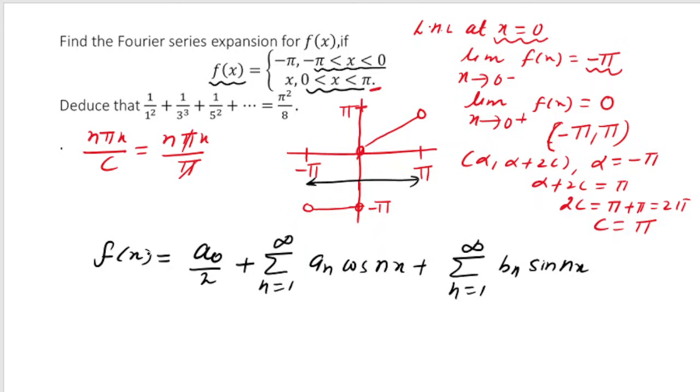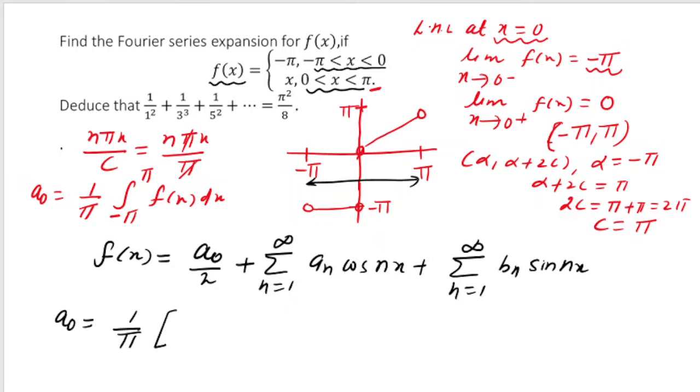Now I need to calculate each of the Fourier coefficients one by one. So let us first calculate a naught. How to calculate a naught? It is 1 by pi, and here the important thing is that there is a discontinuity at 0. Do you remember the formula? The formula to calculate a naught is 1 by pi, and then we integrate from minus pi to pi, because this is your total interval, and then you take f of x dx. But here it is not the case.